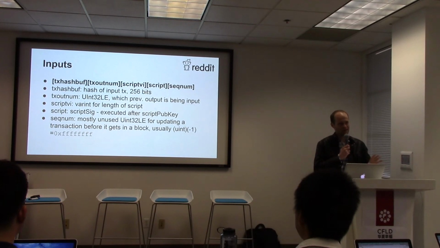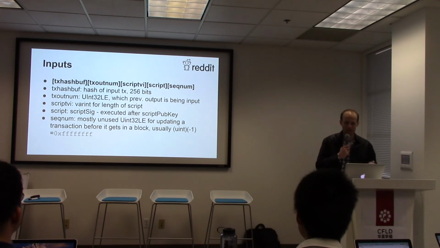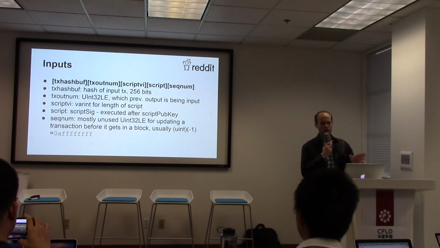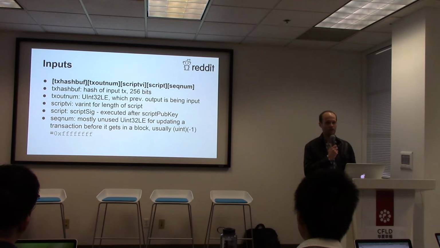Okay, so now we're getting somewhere. We've now discussed all the really minor basic elements that are in a transaction. If you understand all that stuff, you get all the details. So now we'll talk about inputs and outputs, and then we'll have built an entire transaction.